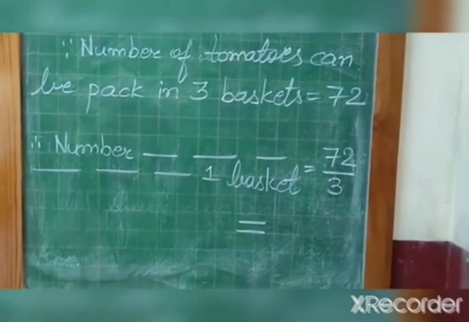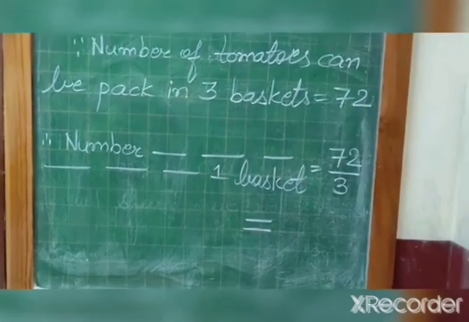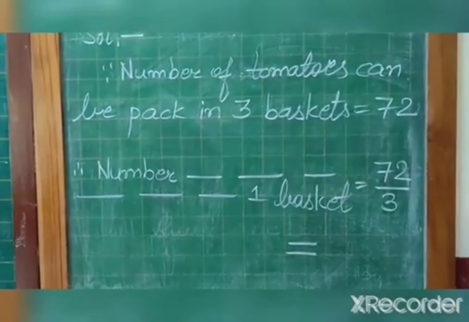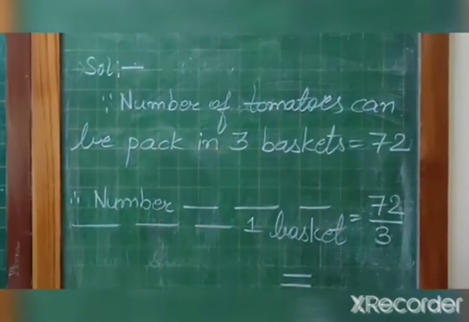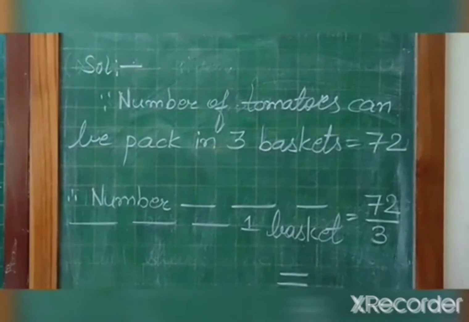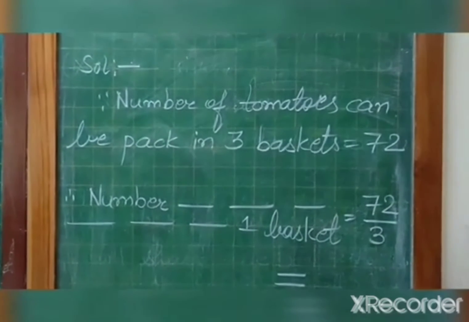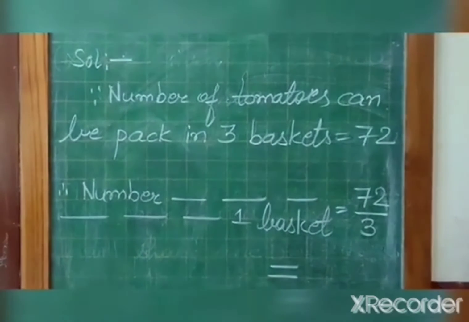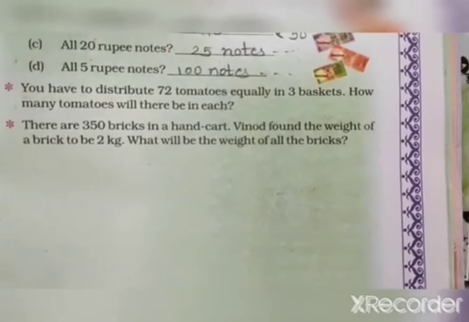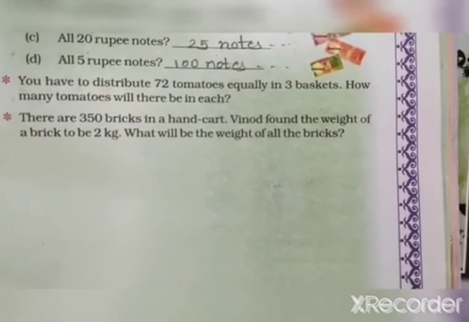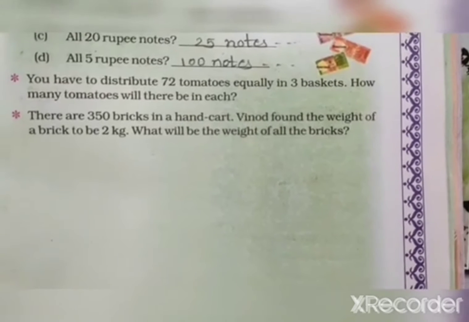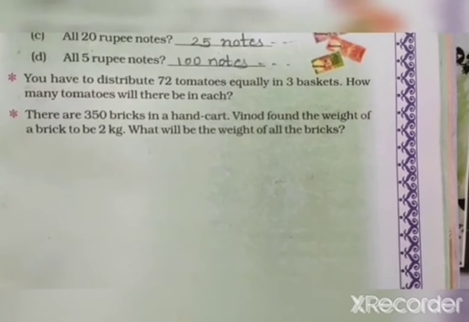Now division, you will show the division method. In the answer statement form you will write, so this number of tomatoes we can pack in 1 basket. Okay. Now next is, there are 350 bricks in a handcart. Vinod found the weight of each brick to be 2 kg. What will be the weight of all the bricks?